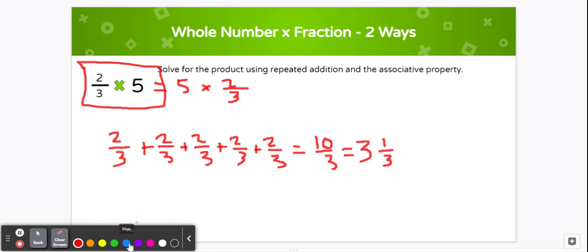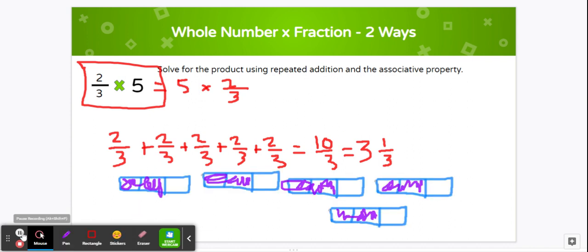I can also show that as a model. So I've got my model set up here. This is 2 out of 3 shaded in each one. So I have my 2/3 represented 5 different times. And then I could just count how many are shaded in. And it would be the same. It would be 10/3. And we could convert that into a mixed number of 3 and 1/3.